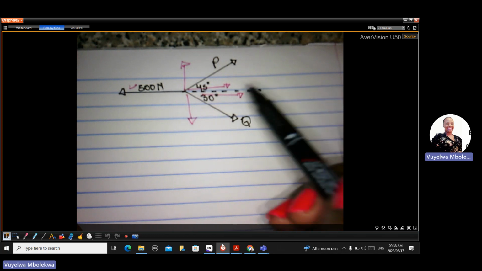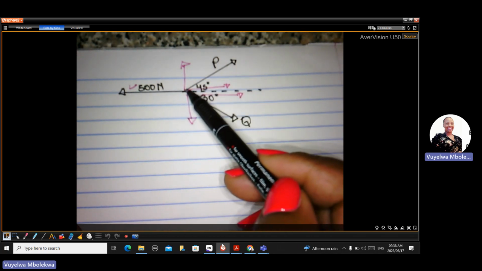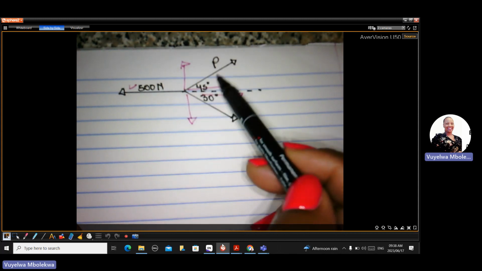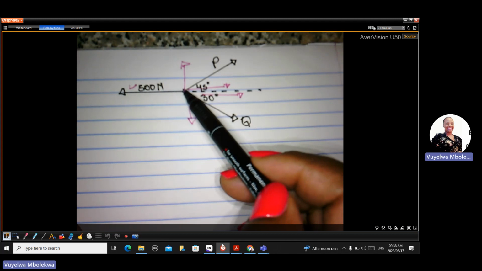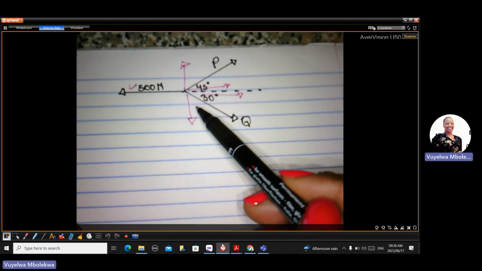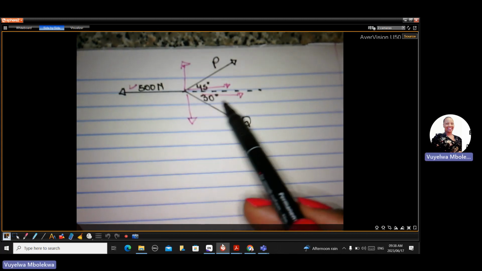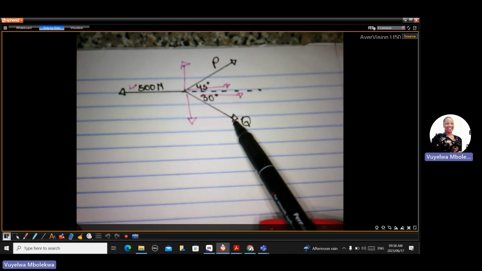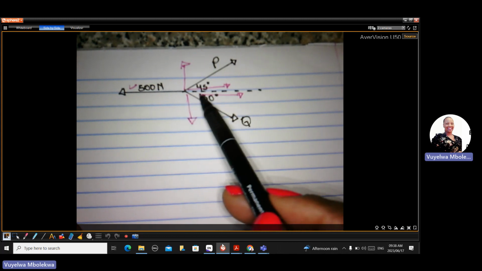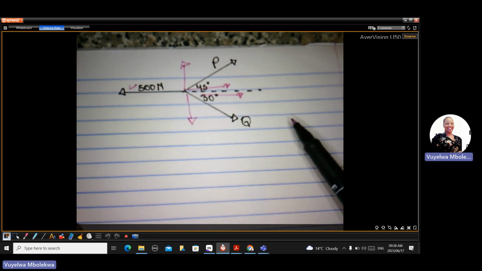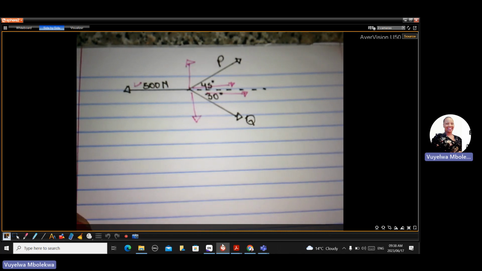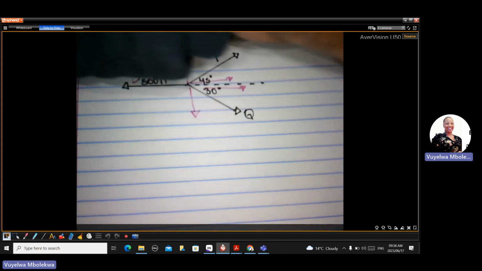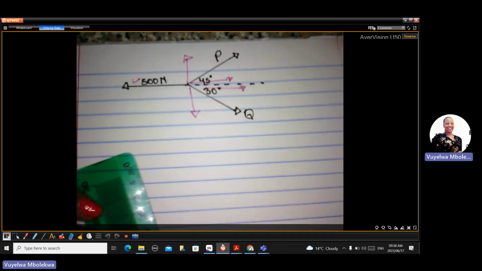So you see that force P is going more upward and more to the right. Hence, the components are going right as well as upward. Force Q is going more to the right and more down. So the component will go downward and the horizontal one will go to the right. Okay, that's how you determine your directions. So let me just re-sketch it so we can see it clearly.